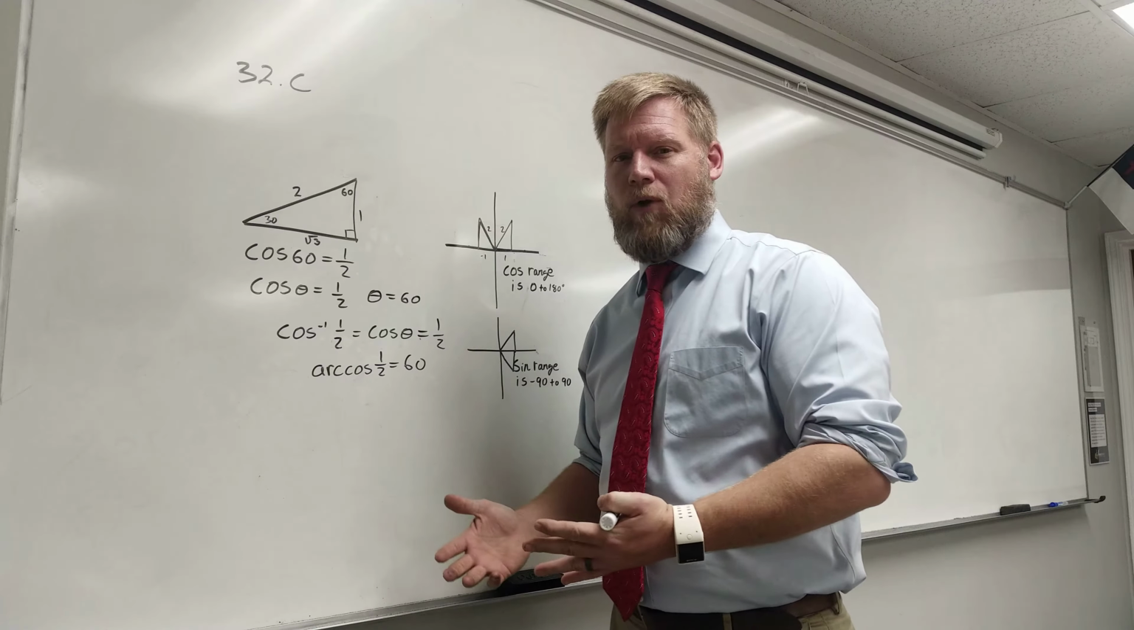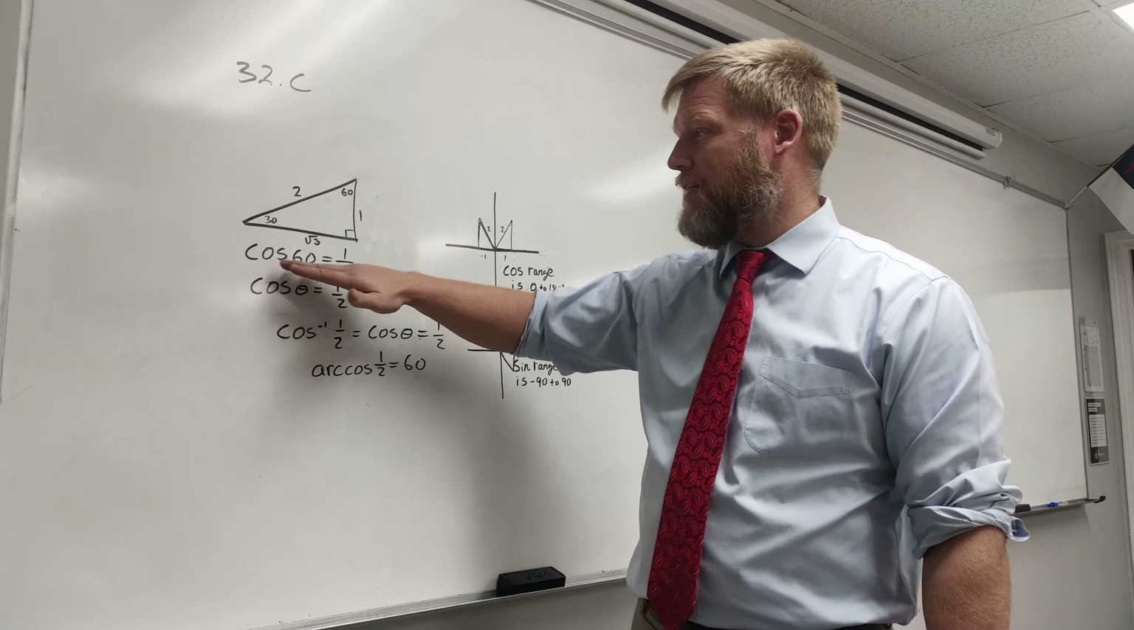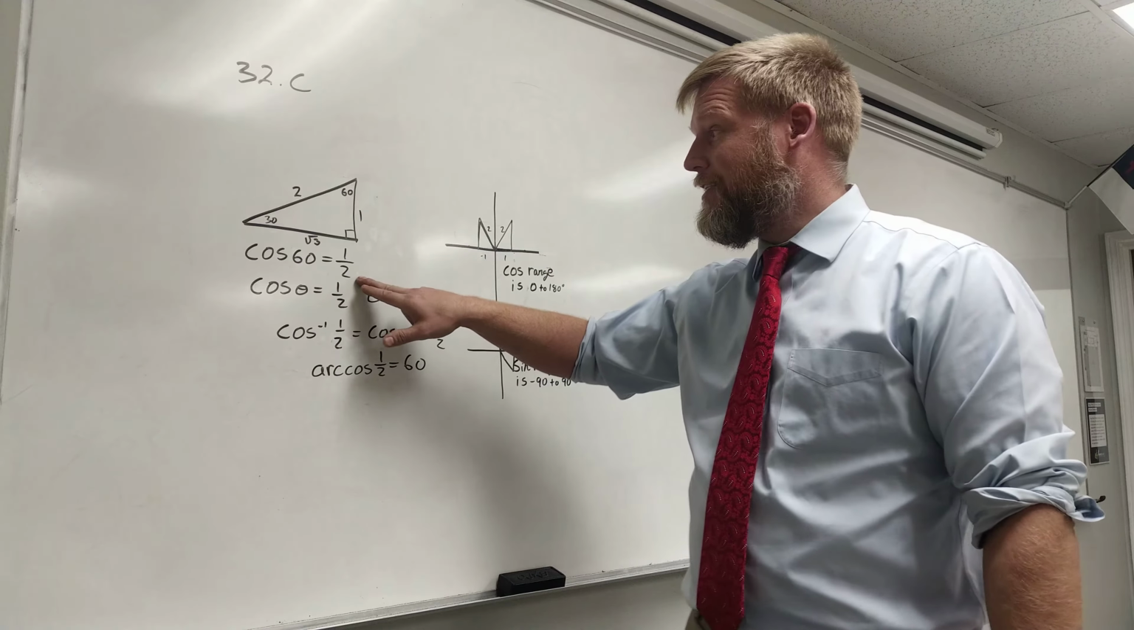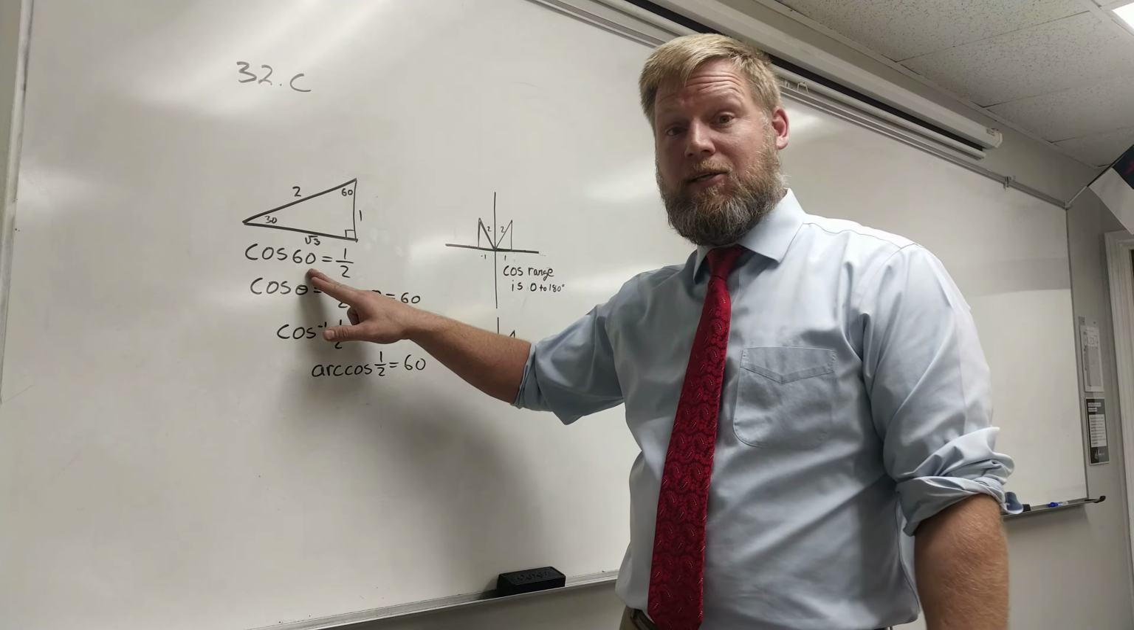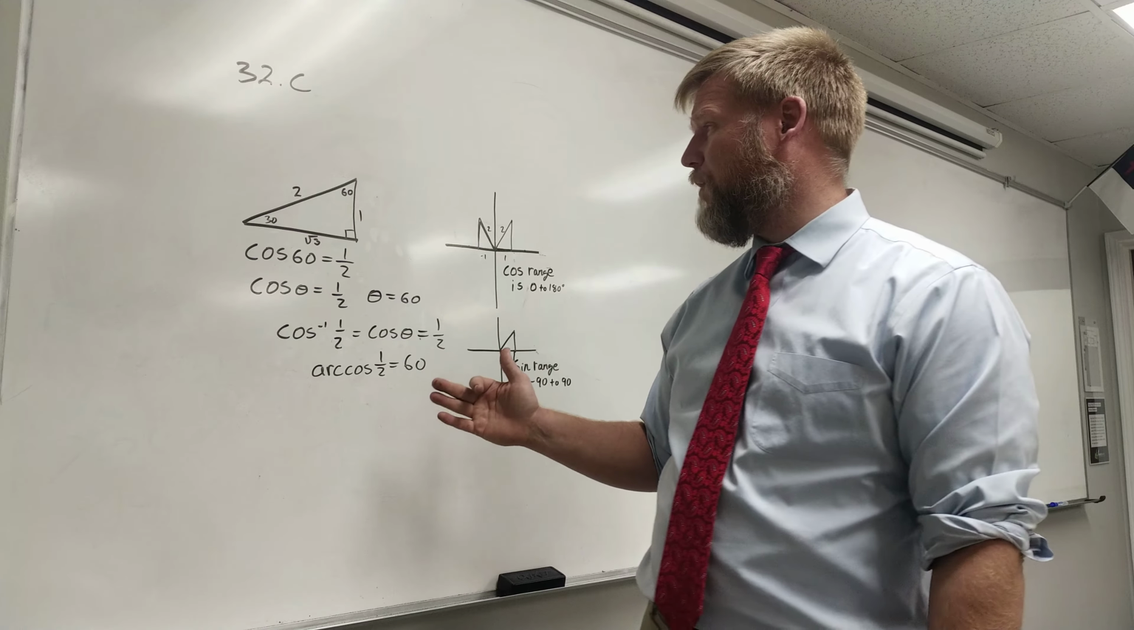It's the opposite direction. On the calculator, if I hit cosine 60, I'll get 1/2. If I hit second cosine 1/2, I get 60. It allows me to go the other direction.